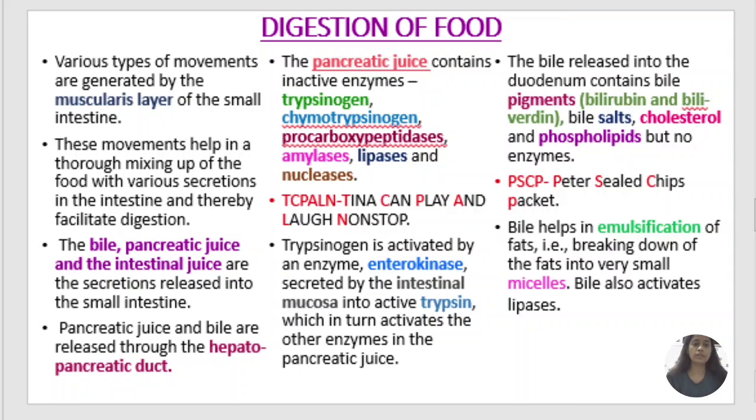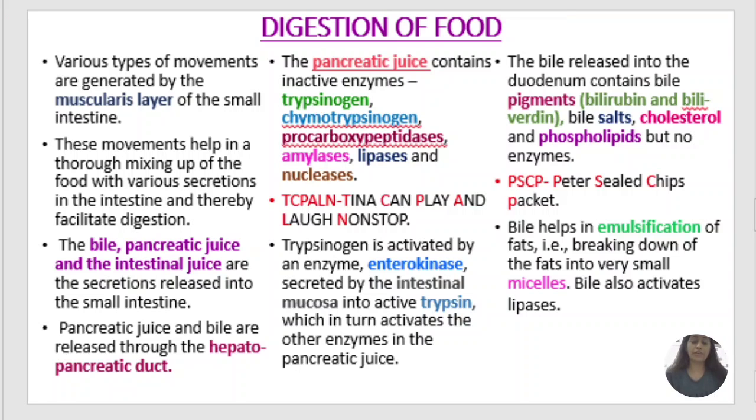The pancreatic juice contains inactive enzymes, which are trypsinogen, chymotrypsinogen, procarboxypeptidases, amylases, lipases, and nucleases. So for you to make it easier, I have made another mnemonic, which is TCPALM. Tina can play and laugh non-stop. So you can remember this mnemonic, which will make it easier for you to remember these inactive enzymes, which are contained in the pancreatic juice.